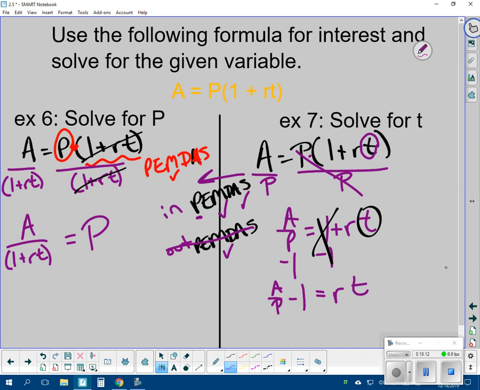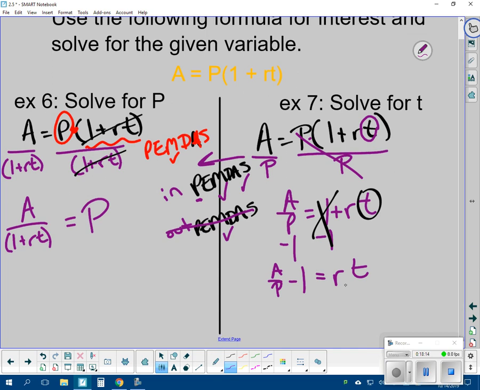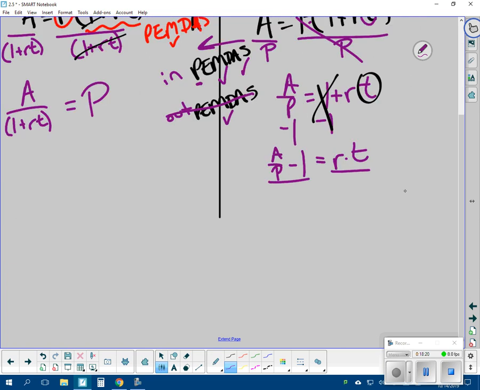And my last thing to undo is multiplication. I undo multiplication by division. What do I divide by here? What variable are you solving for? You're solving for t, so divide by the other one, r. Okay, so I've isolated t. What do I have over here? Well, I've got A over p minus 1, all over r.